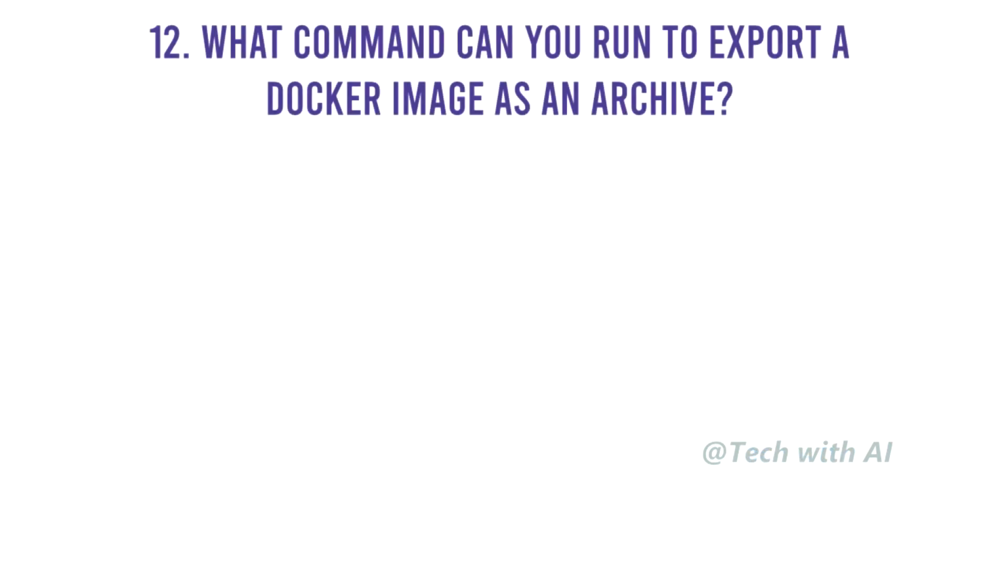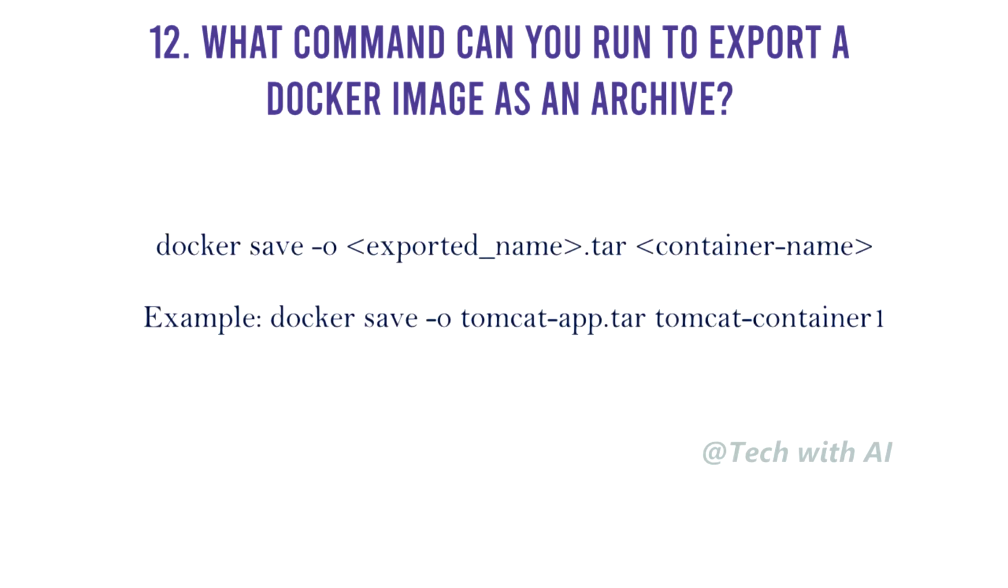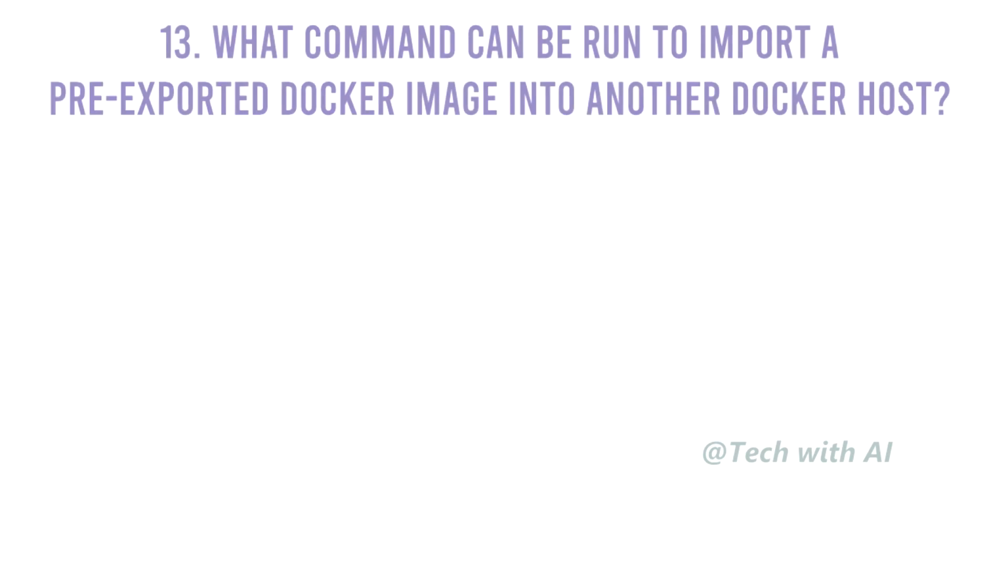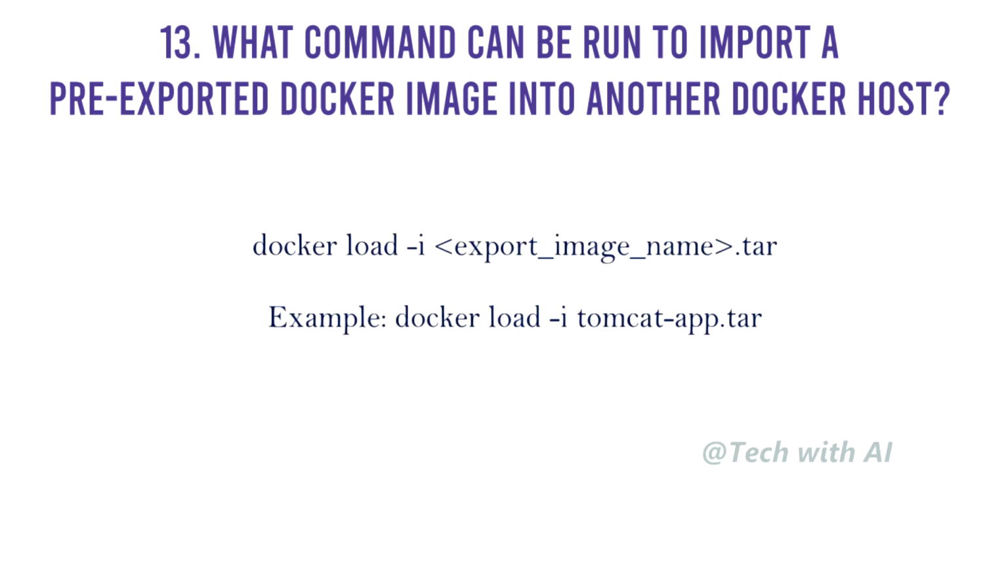What command can you run to export a Docker image as an archive? This can be done using the docker save command: docker save -o export file name .tar container name. What command can be run to import a pre-exported Docker image into another Docker host? This can be done using the docker load command, and the syntax is docker load -i exported image name .tar.